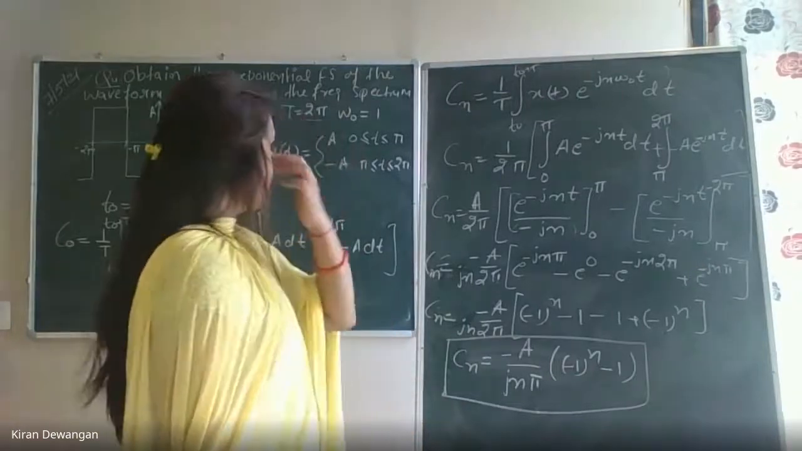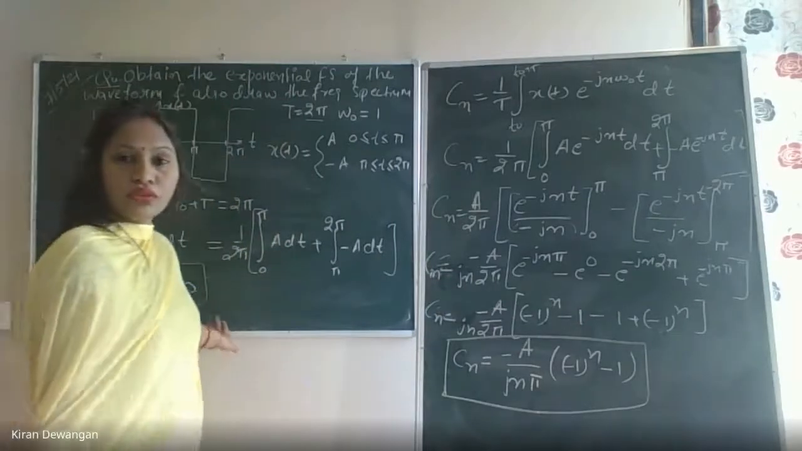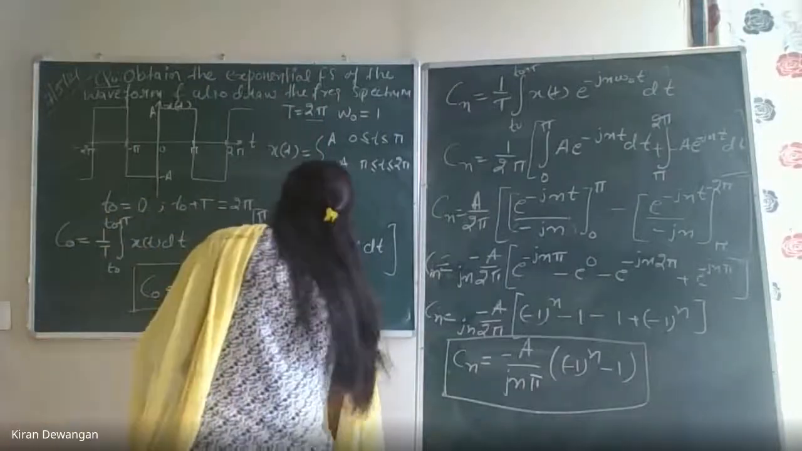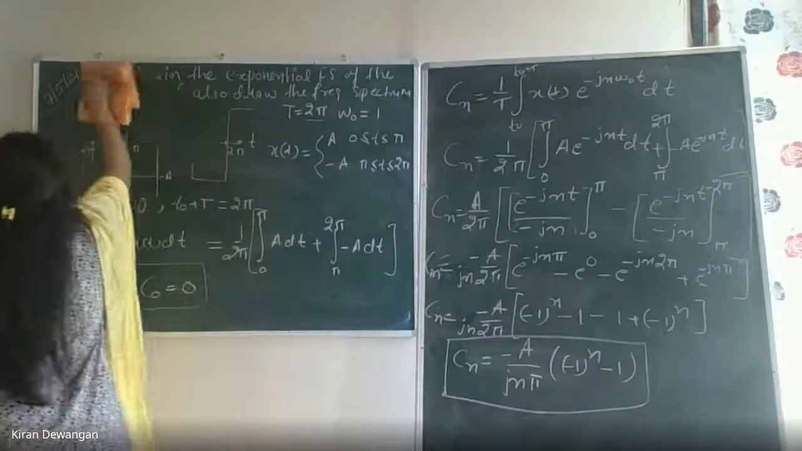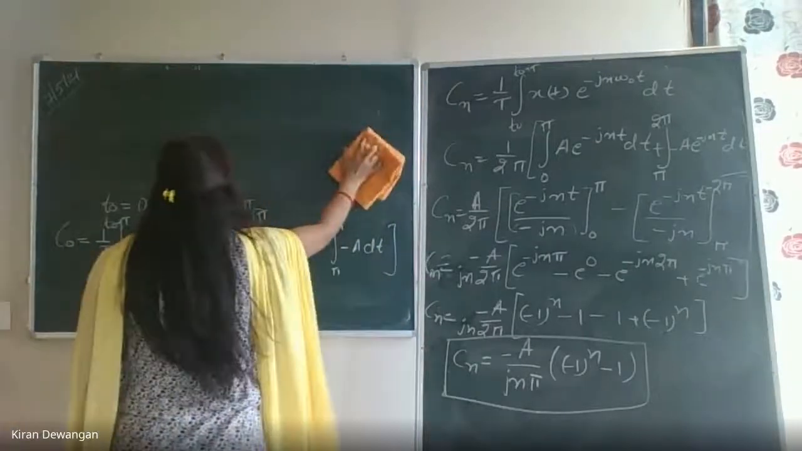Now accordingly, since I have got the value of Cn and I have got the value of C0, we have calculated both. Now accordingly, we'll write the exponential Fourier series, and then we'll plot the spectrum of it.